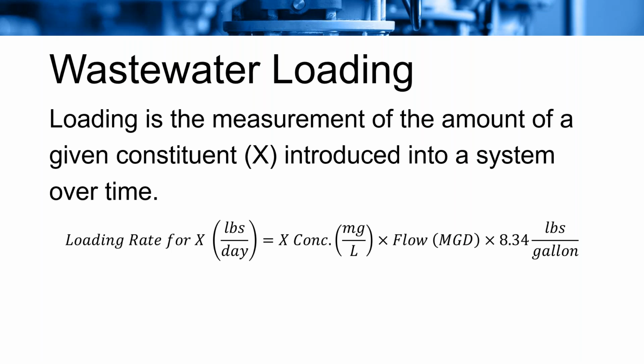And the way that we calculate that is multiplying the concentration times the flow times our unit conversion, which is 8.34 pounds per gallon. If you guys have been with us in previous webinars, you'll recognize that from our chlorine dosage a couple weeks ago.